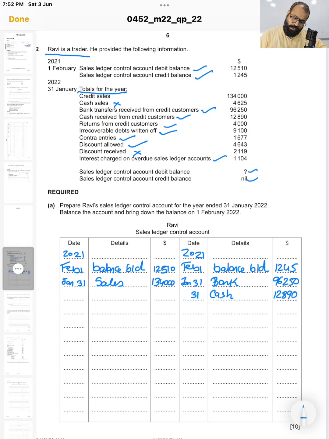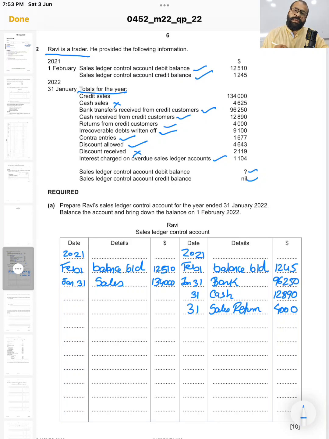12,890. Now return from customers. When you have sold goods to them, it may be defective and they have returned the goods back to you. Since sales I have mentioned on the debit side, sales return I will mention on the credit side. Here it is sales return, same date, 31st, and how much they have returned, return from credit customer, 4,000.